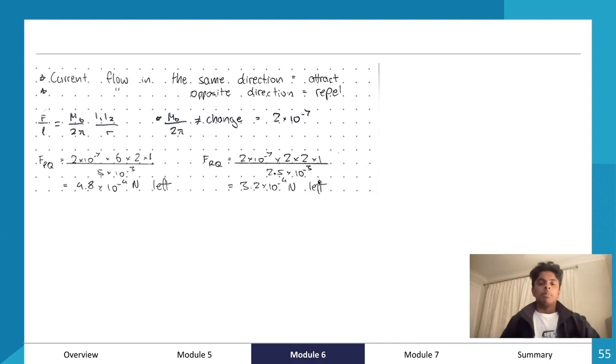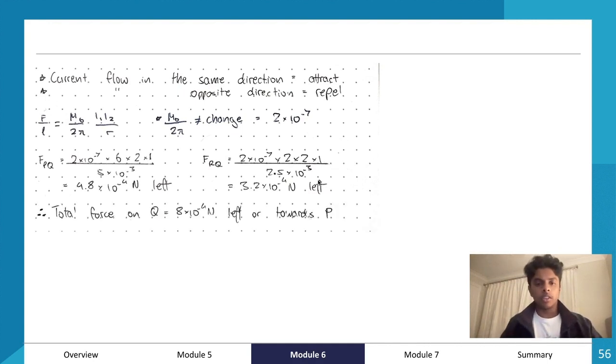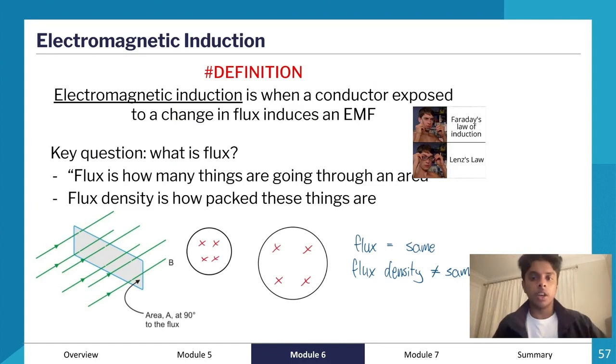Because they're both left in this case, we can just add them together and we'll get a total force on Q of 8 times 10 to the negative 4 newtons left, or towards P, whichever way you want to say it, but they will both indicate the same direction. So that's how you would solve those types of questions. Knowing that, now we can move on to electromagnetic induction.